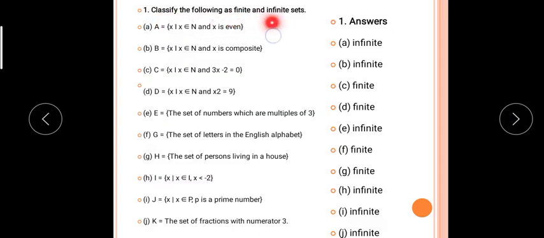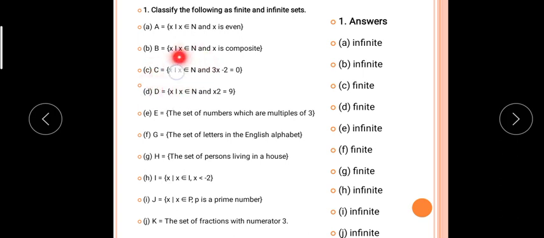Now see, classify the following sets as finite and infinite sets. First, set A is a set of all X such that X belongs to N and X is even. Natural numbers, how many even natural numbers can we find, can we count? No, and therefore it is an infinite set. Set B is a set of all X such that X belongs to N and X is a composite number. So how many natural numbers are composite? So many are there. You can't count them, and therefore it is an infinite set.